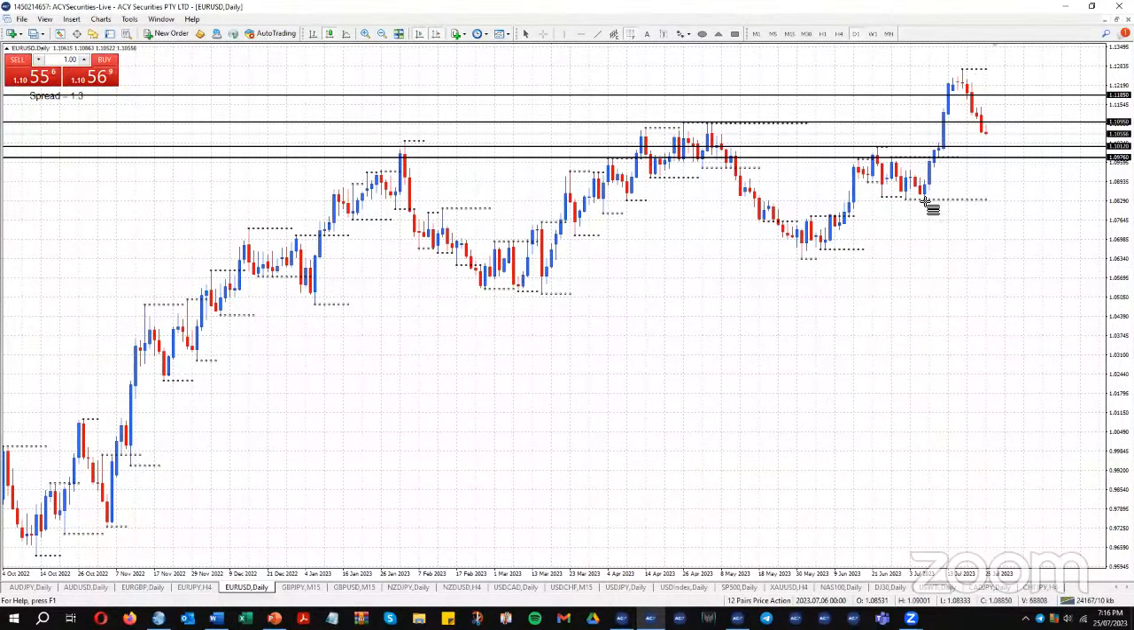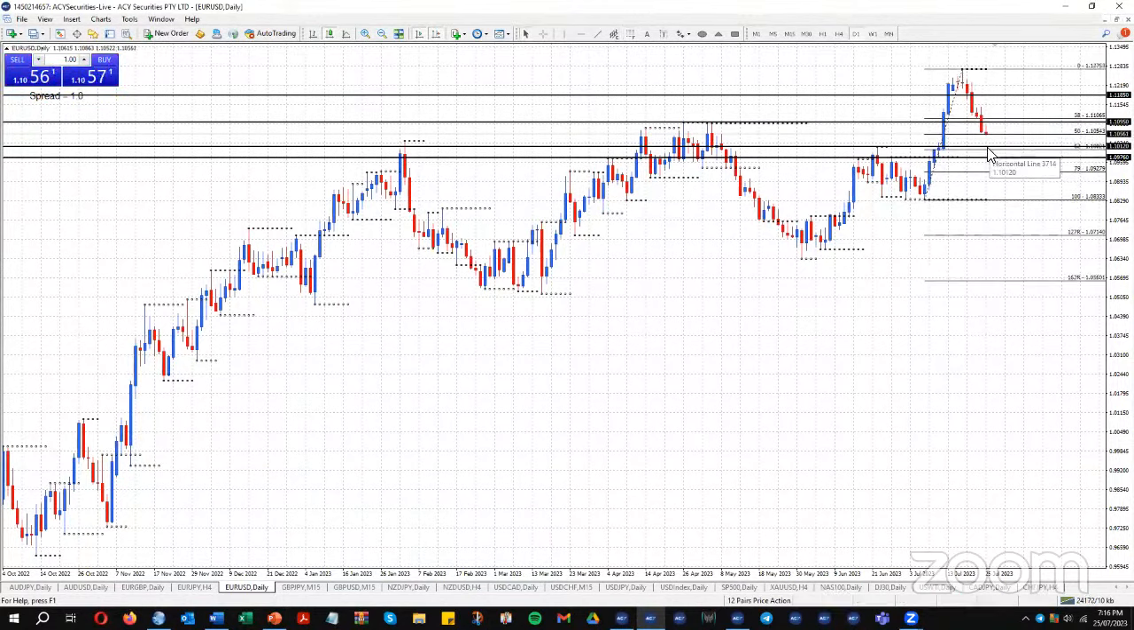And the weekly range, 62 level lines up nicely, 1002. So that would be a very good level to watch for.